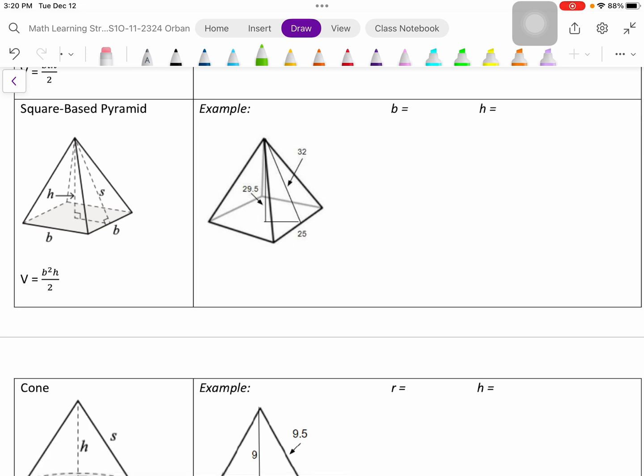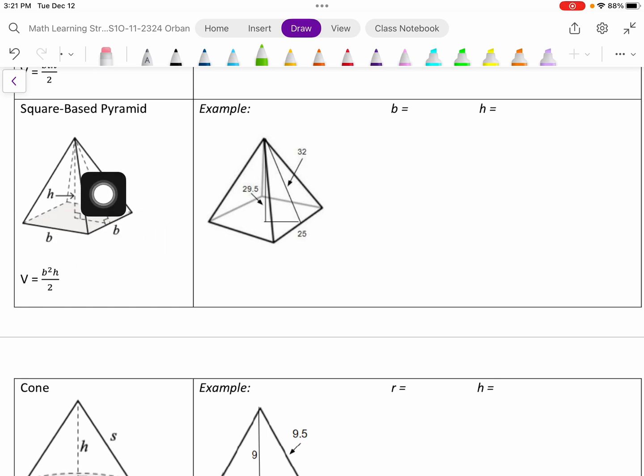The next example we'll take a look at is a square-based pyramid. The bottom shape is a square, and then we have triangles on each side coming from the square, meeting up at a point. On here, the sides of the square are called b for base. And then from the very center of the square up to the tip of the pyramid, that is called h for height.